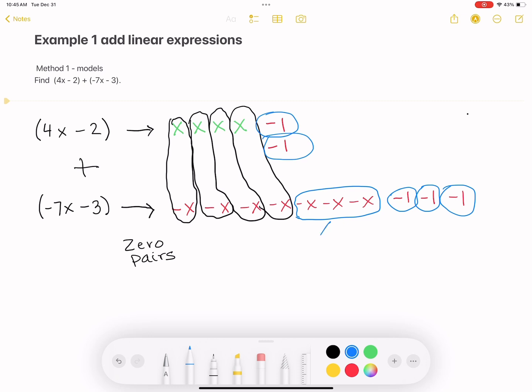Together, that's negative 3x. And then we would have negative 5. So our final answer is going to be negative 3x minus 5.